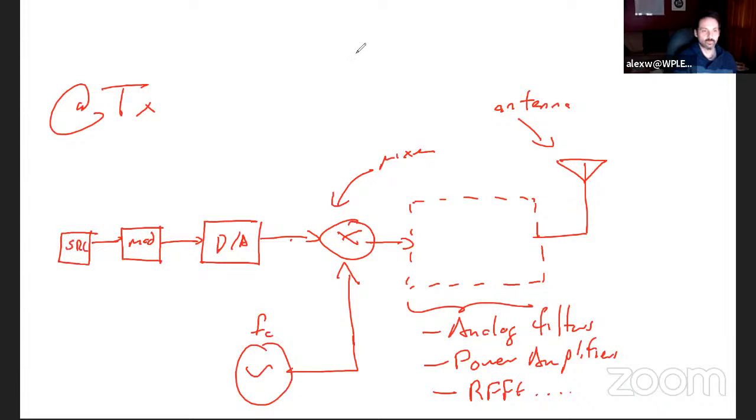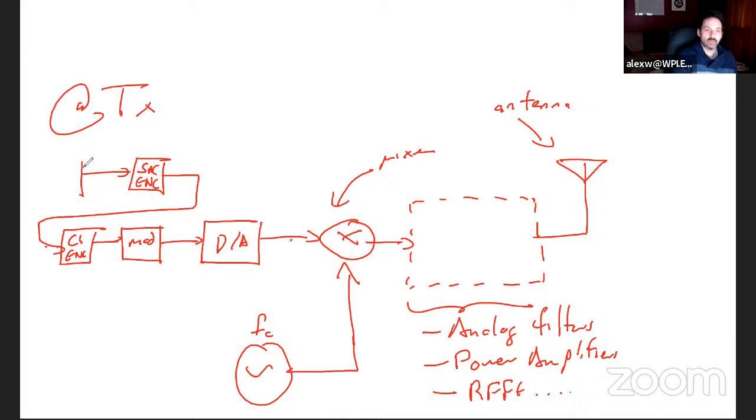Now, again, super idealized. In fact, before the binary source, you're probably going to source encode and channel encode. So for instance, let's say you do the mixing. Great, so you mix your signal up.